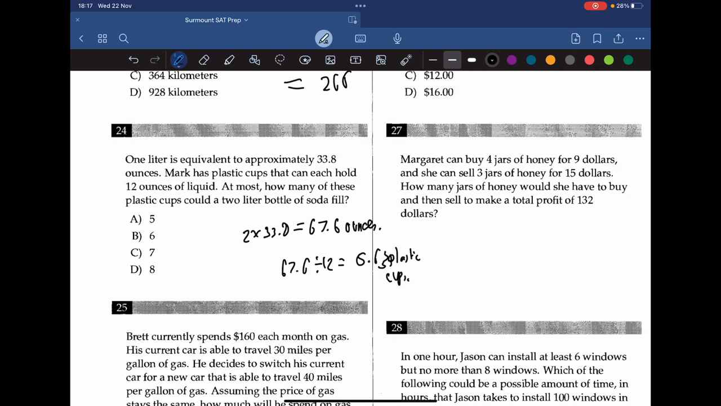So at most, it must be 5 plastic cups that can be completely filled. Be careful with this one, 6 is not the correct answer.